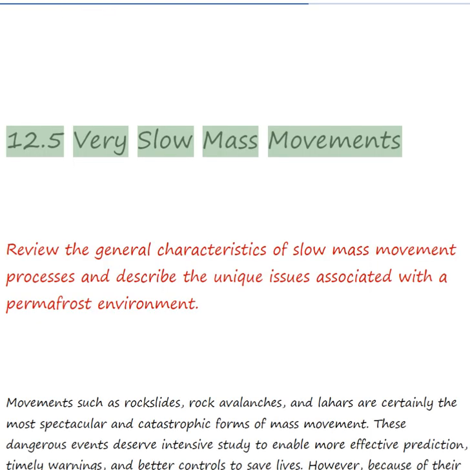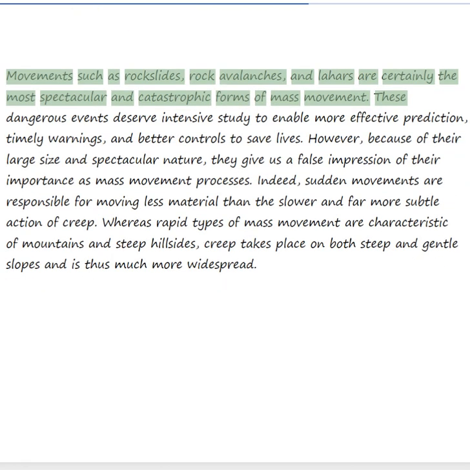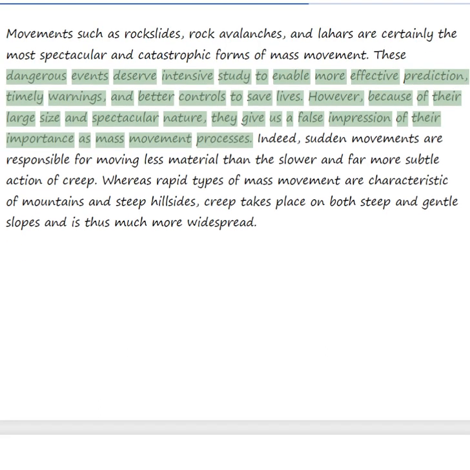12.5 Very slow mass movements. Review the general characteristics of slow mass movement processes and describe the unique issues associated with a permafrost environment. Movements such as rock slides, rock avalanches, and lahars are certainly the most spectacular and catastrophic forms of mass movement. These dangerous events deserve intensive study to enable more effective prediction, timely warnings, and better controls to save lives.